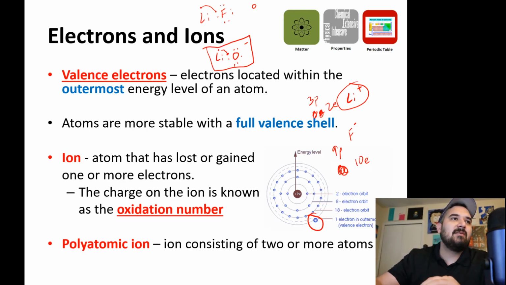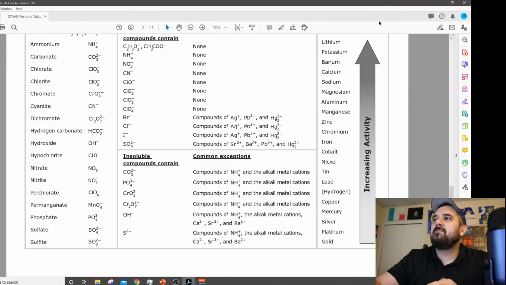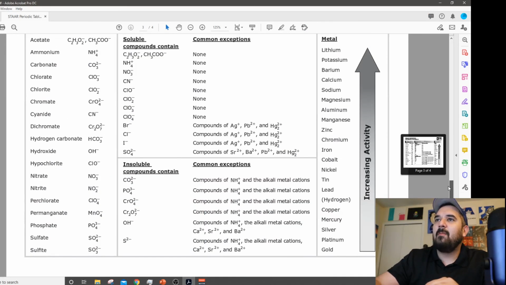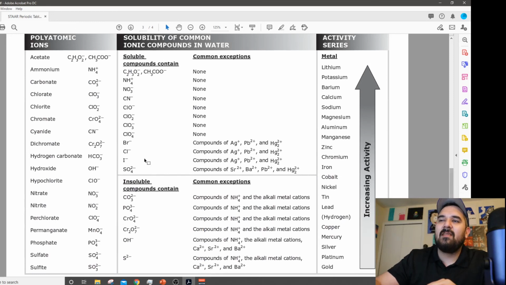And you're not going to need to memorize these, but I told y'all where you could find them. On the back of your periodic table, so let's pull this over here. So here's your periodic table. And on the back of your periodic table, you have a list of all the polyatomic ions that we're going to be working with this year. There are, of course, more than these, but these are the ones that you're going to be using. You're never going to be given a polyatomic ion that's not on this list.